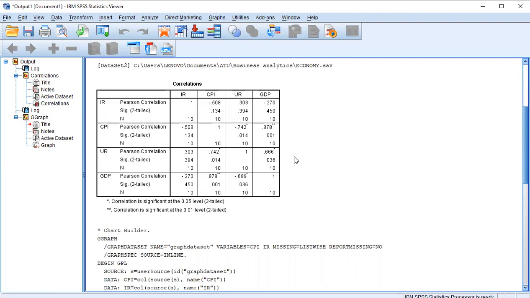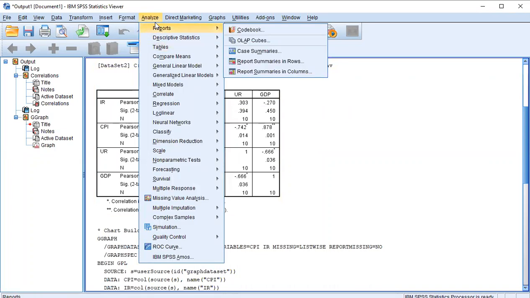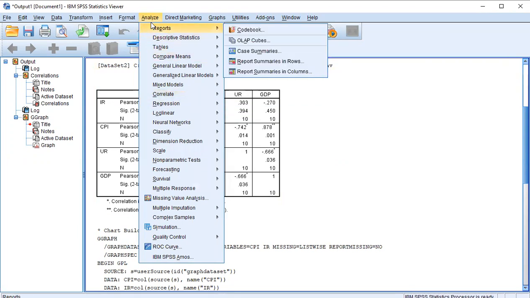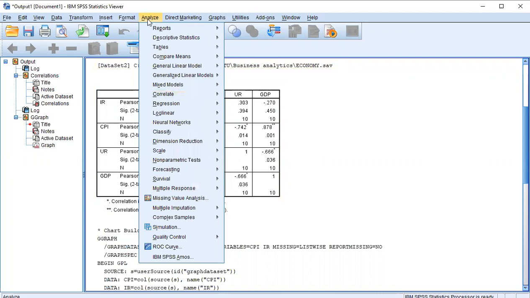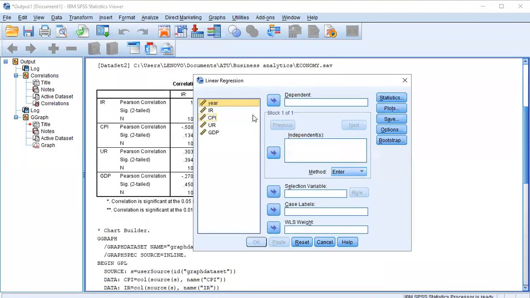Good. So let's run a model. First, we are going to include all variables within the model and then see the outcome in our regression model. So let's go. We go to analyze, go to regression, and then select linear regression.